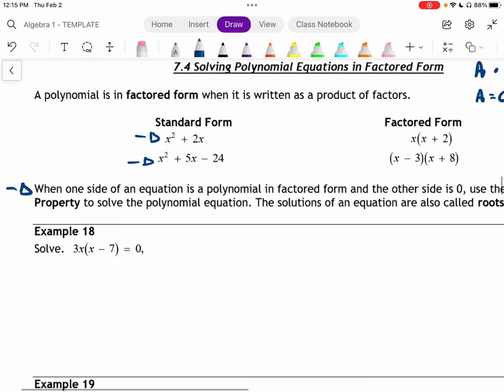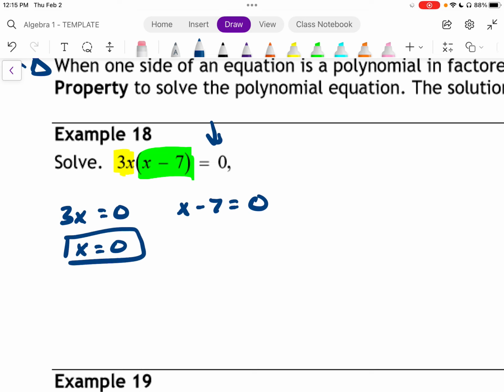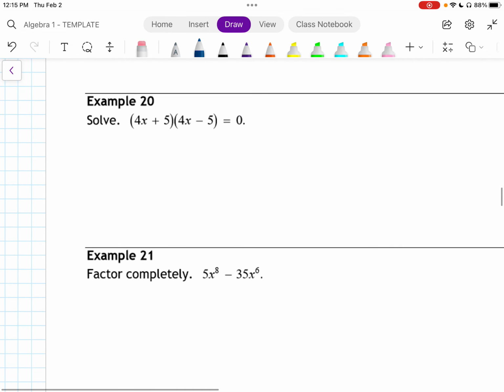So let's look down at example 18 here. Right here we have two pieces that are multiplied together, the 3x and then this piece right there. I'm going to split them up using the zero product property, right? They are multiplied together and they got 0. So I'm going to say, well, 3x has to be 0 or x minus 7 has to be 0. On the left, that should be easy to solve and get x equals 0. On the right, that's also pretty easy. We add the 7 and we get x equals 7. All right, that's as difficult as that gets. Later on, they're a little bit more extensive, but really not that crazy.